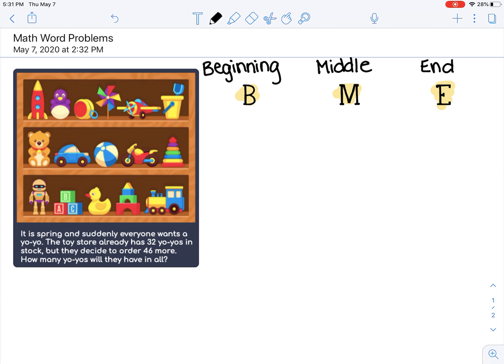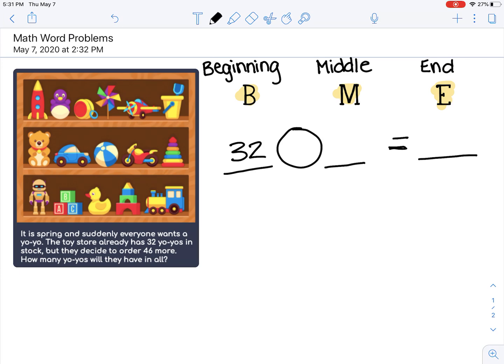So the toy store already has 32 yo-yos in stock, so this is going to go in the beginning spot. So I'm going to place the 32 right there. Now we always want to have some space for whether or not we're adding or subtracting, and then we always also want the equal sign. Then it says they decide to order 46 more.